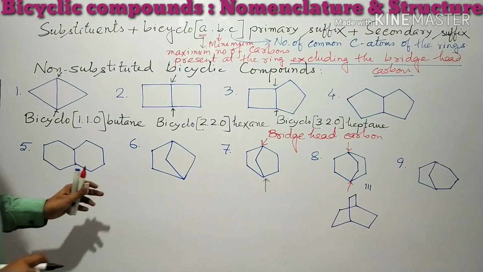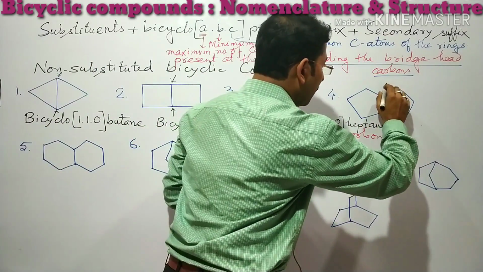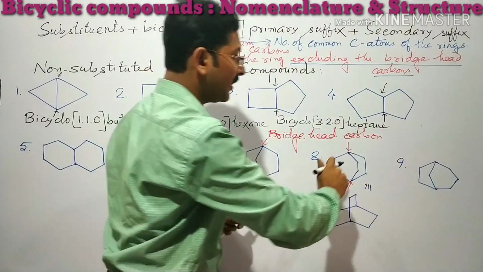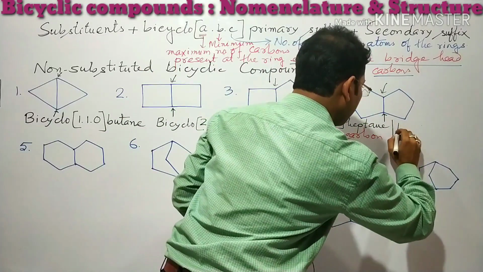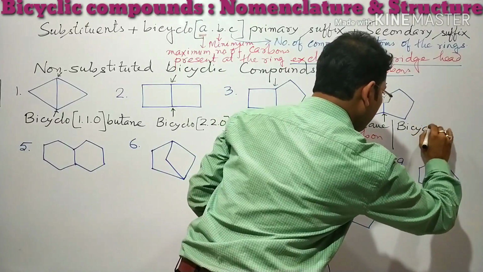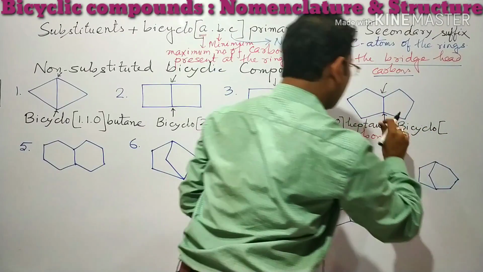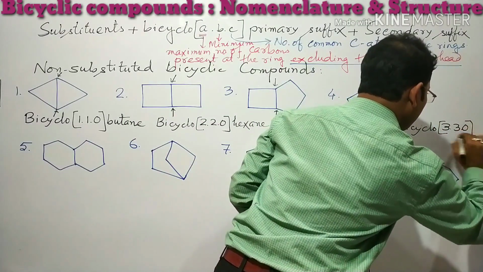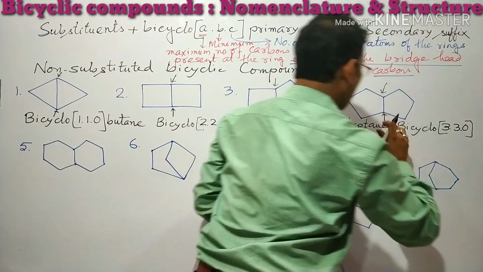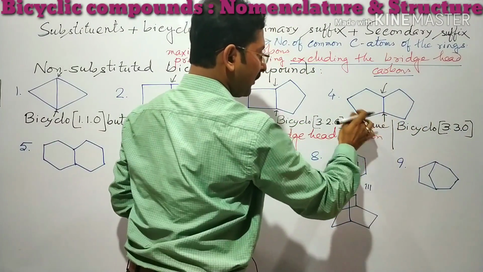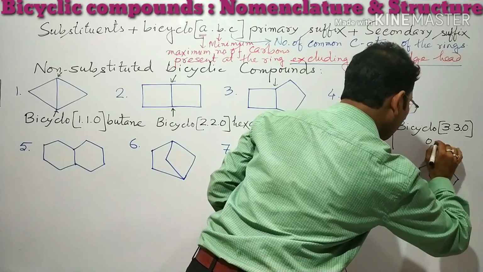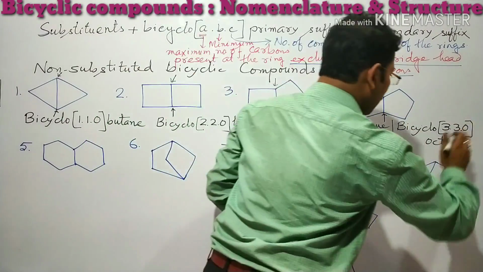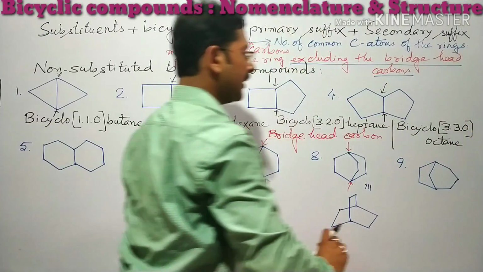Okay, what about this one? These two are bridgehead carbons, so 1 2 3 carbons are there, 1 2 3 carbons are there, so it is bicyclo 3.3.0, and there are 1 2 3 4 5 6 7 8 carbons, so this is octane. Okay, there is no space actually, no space there.